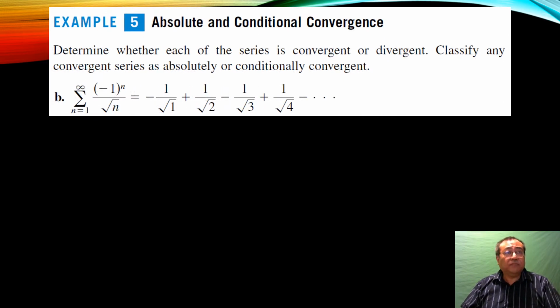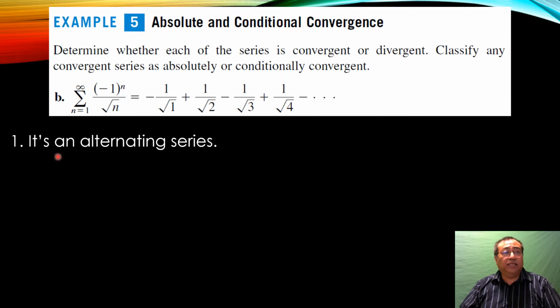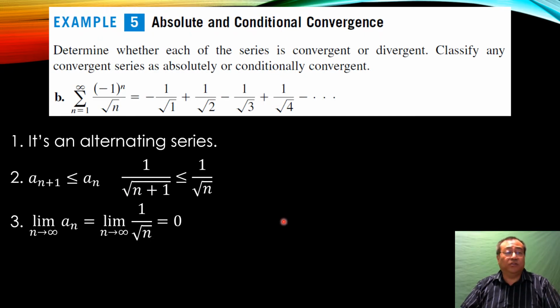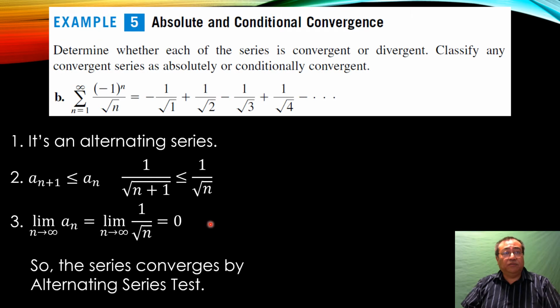All right, determine whether each of the series converge. Same directions. This time we have (-1)^n times 1 over the square root of n. It's an alternating series, right? It's going from negative, positive, negative, positive. And this is true: a sub n plus 1 is less than or equal to a sub n. It's consistently going down, right? That's pretty obvious. It's only a difference of plus 1 in the denominator, but that makes this fraction smaller than this fraction. And the terms are going to 0.